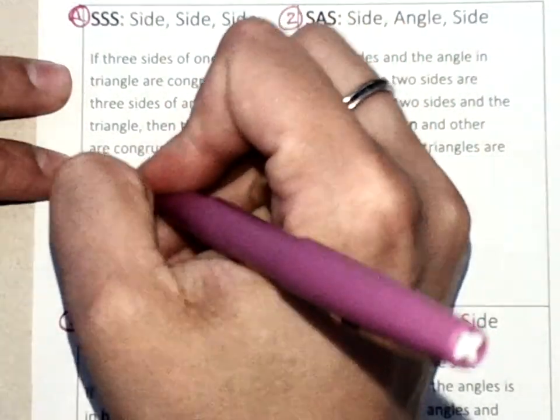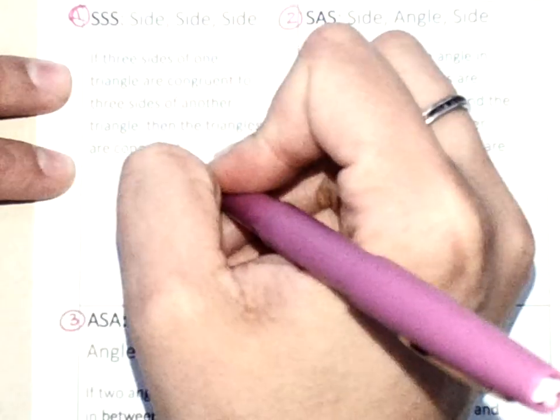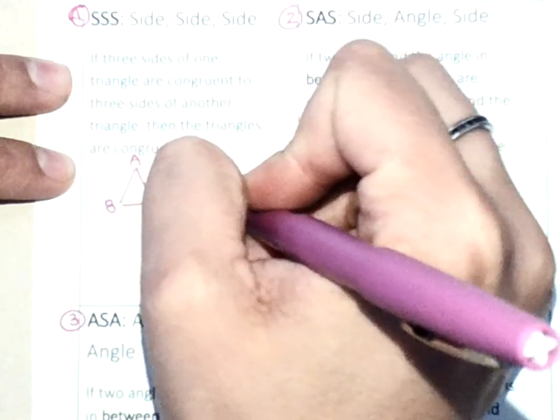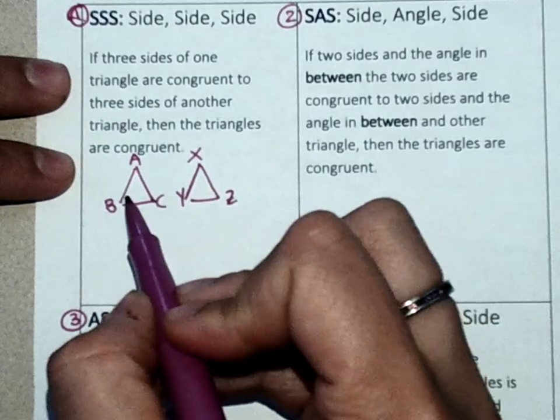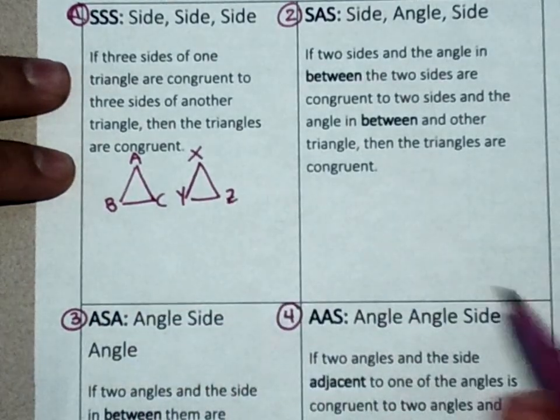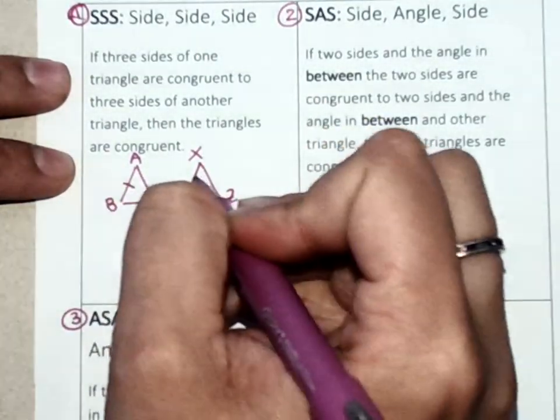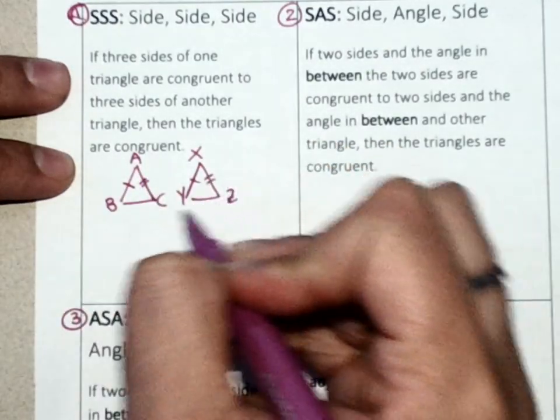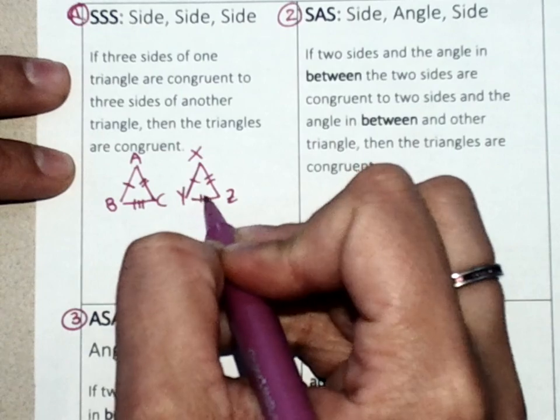So by side-side-side, this one's definitely the easiest. Let's say we have two triangles. We'll call this A, B, C, X, Y, Z. To say that these two triangles are congruent, we'd say that AB is congruent to XY, AC is congruent to XZ, and BC is congruent to YZ.